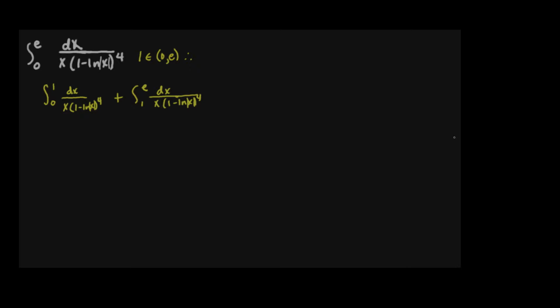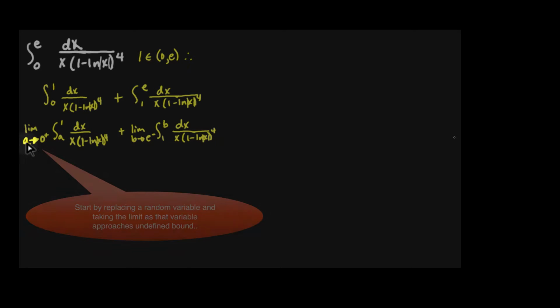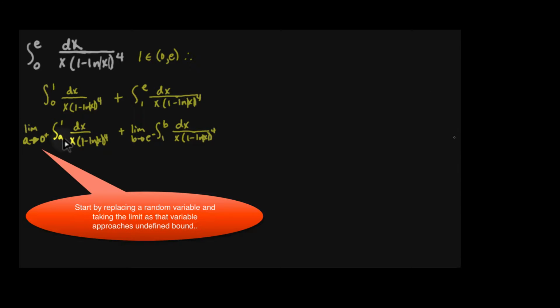Now what we've got is some undefined terms in a definite integral, so let's get rid of them by taking the limit as a approaches 0 from the positive direction. This is because we're going from 0 to 1. And then we're approaching b from the negative direction, e from the negative direction, because we're going from 1 to b, numbers smaller than e.